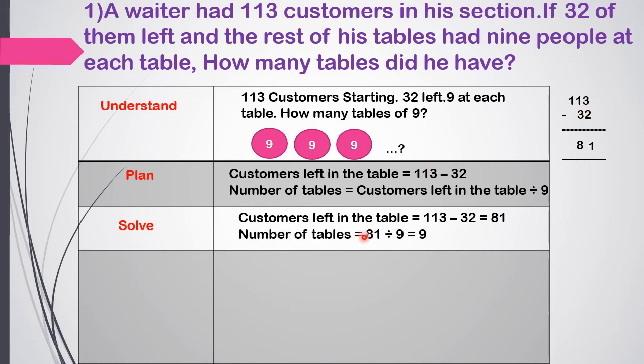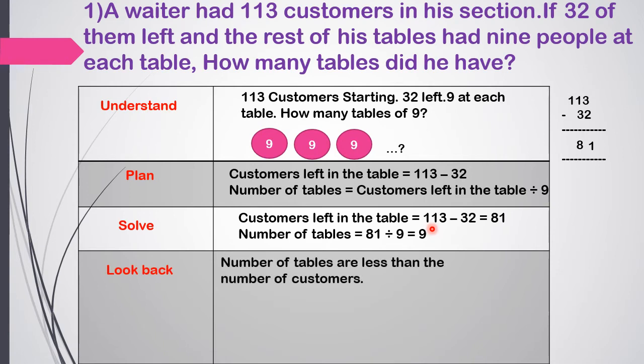Then the number of tables we have to find out. So customers left in the table is 81. 81 divided by 9. We can use the 9 table to find the answer. 9 nines are 81. So the answer is 9. So totally 9 tables are there.